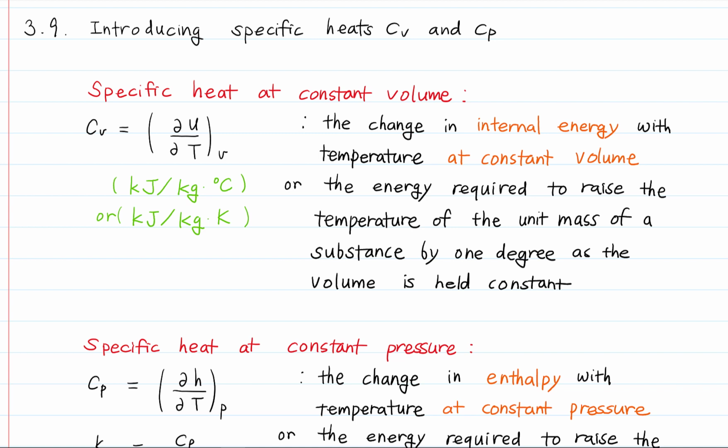So the physical meaning of the specific heat is the energy required to raise the temperature of a unit mass of a substance by 1 degree while the volume is held constant. The unit of the specific heat is kilojoule per kilogram per degree Celsius, or kilojoule per kilogram per Kelvin.